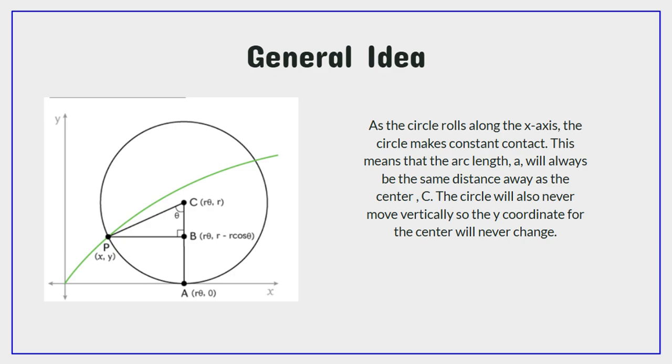A few general ideas or rules for the center coordinate of the circle: as the circle rolls along the x-axis, the circle makes constant contact. This means that the arc length A will always be the same distance away as the center C. The circle will also never move vertically, so the y-coordinate for the center will never change.